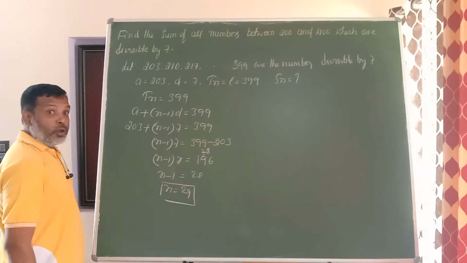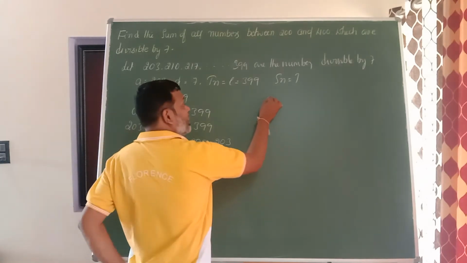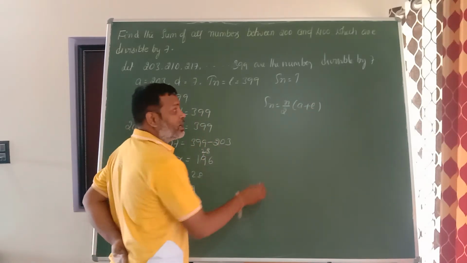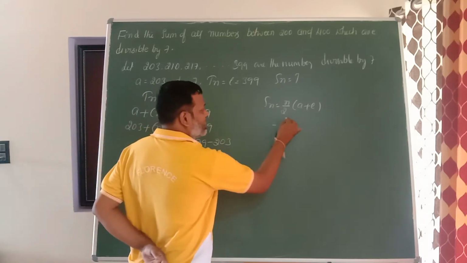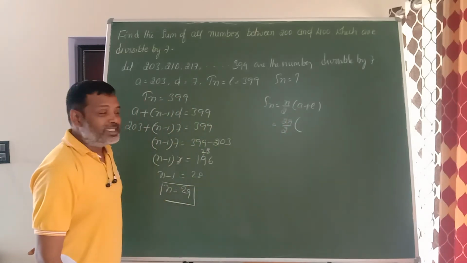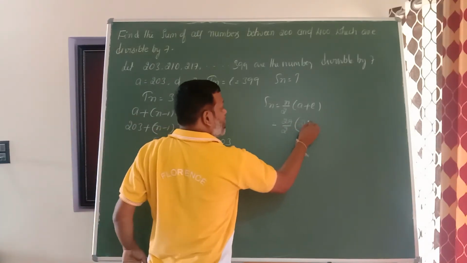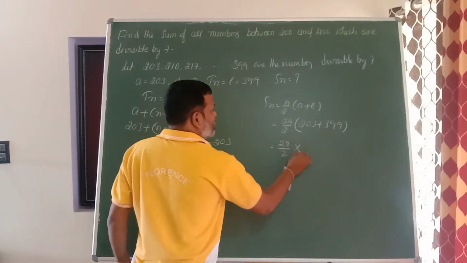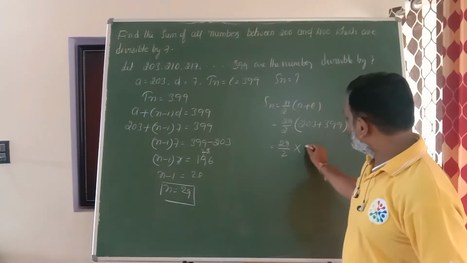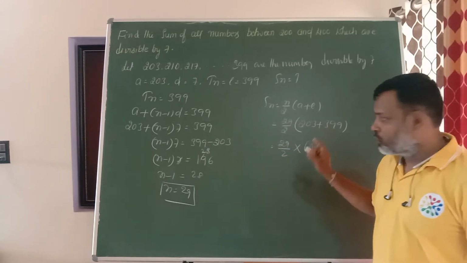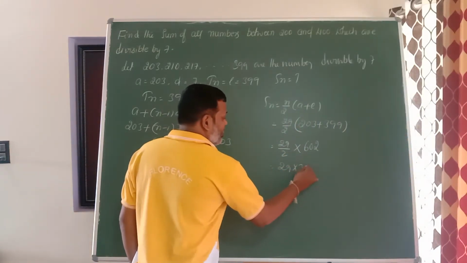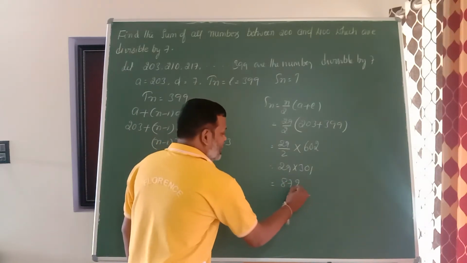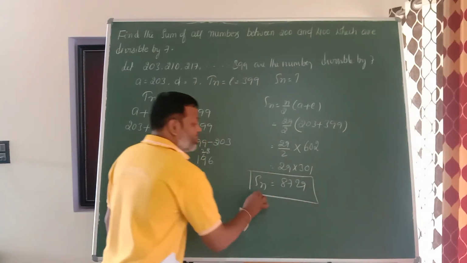So when 29 is known, the number of terms, we wish to find the sum using the formula Sn is equal to n by 2 into a plus l. Have a look dear student. N is the number of terms, 29 here. 29 by 2 into a plus l. A is the first term, that is 203, plus l, the last term, that is 399. So that is equal to 29 by 2 into 203 plus 399, that is 602. From 2, 602 goes, that is equal to 29 into 301. By multiplying 29 into 301, you will get 8729. This is Sn. So I hope you all understand this problem.